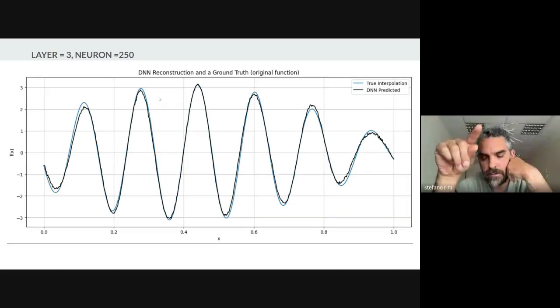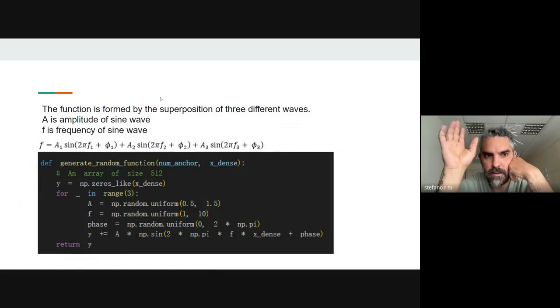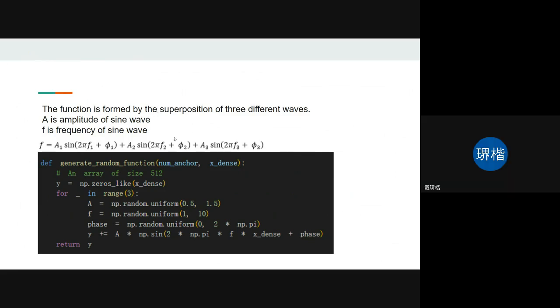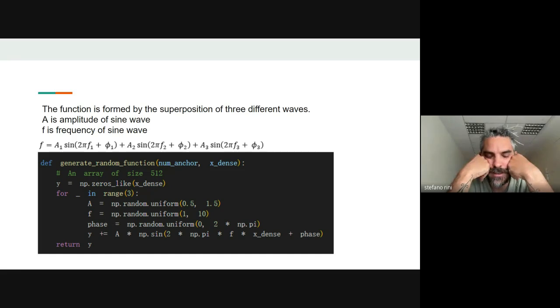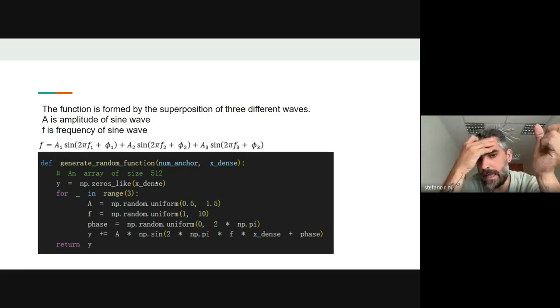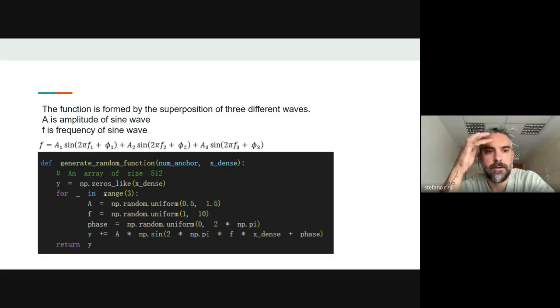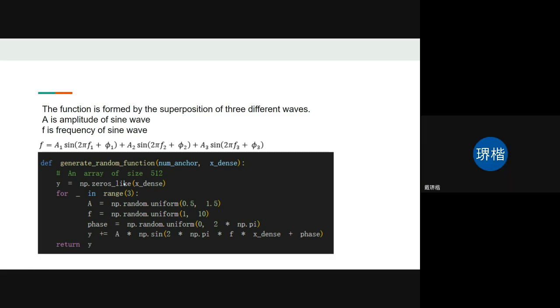Can you go back? So here you generate a data set of functions, right? You don't just generate one function. What's the size of the data set? 512. No, that's the size of the X and Y, right? Yeah, I want to know how many random functions you generate. 1,000. Okay, go ahead.